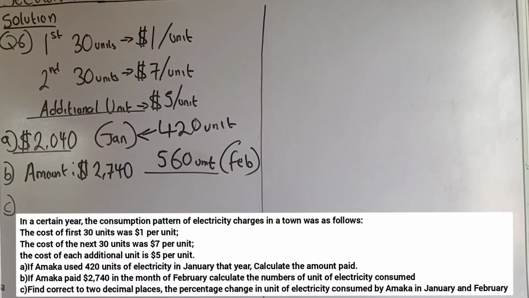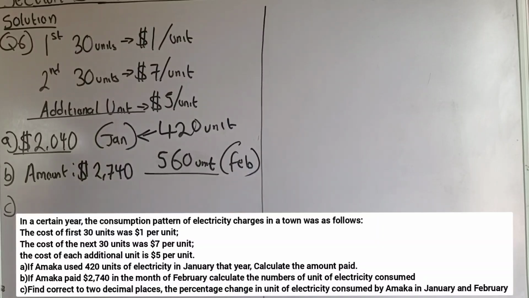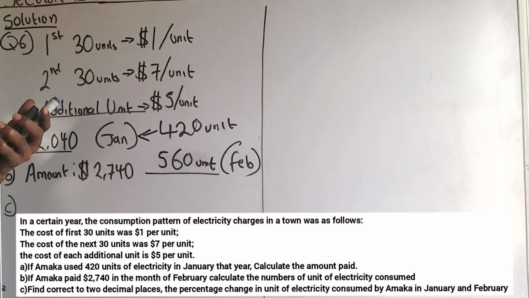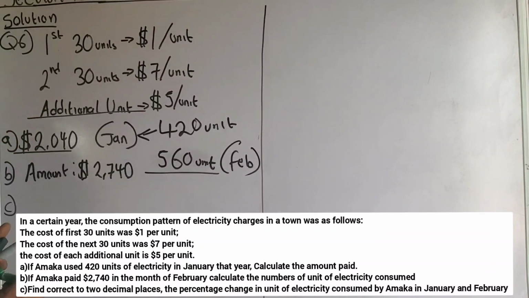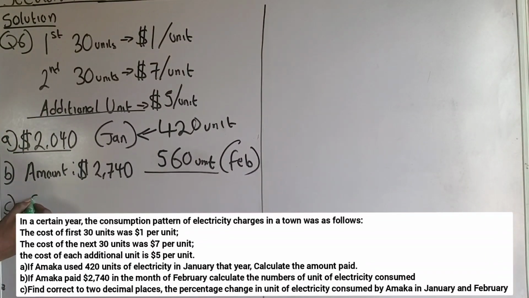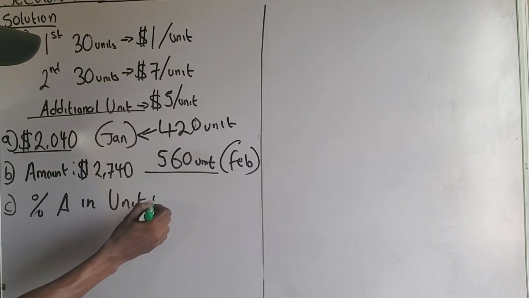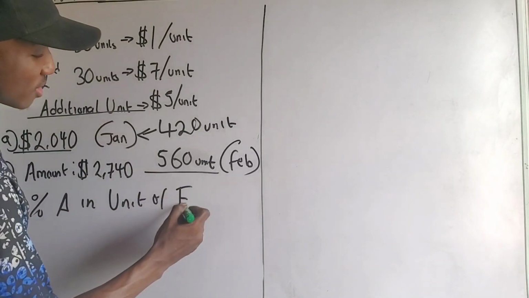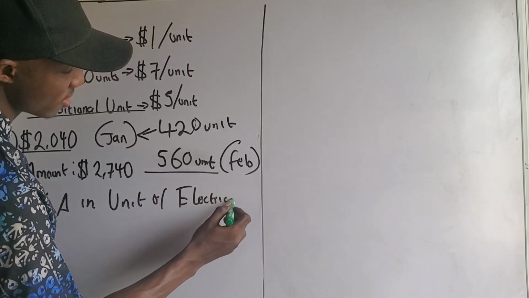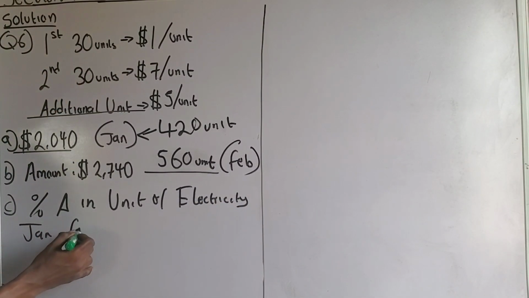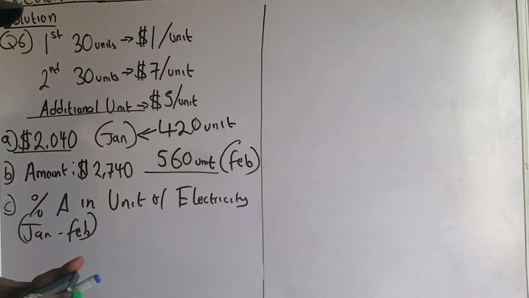Okay, the third question, we are asked to find, correct to two decimal places, the percentage change in the unit of electricity consumed by Amaka in January and February. Okay, please pay attention. Percentage change in the unit of electricity consumed between the month of January and February. Okay, how do we get the percentage change?